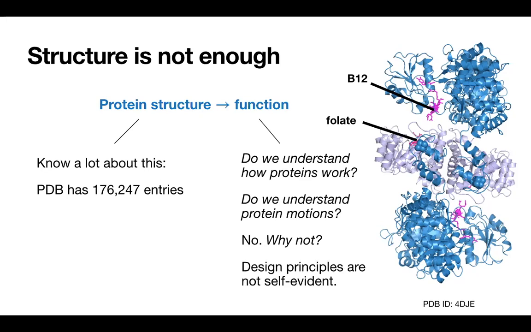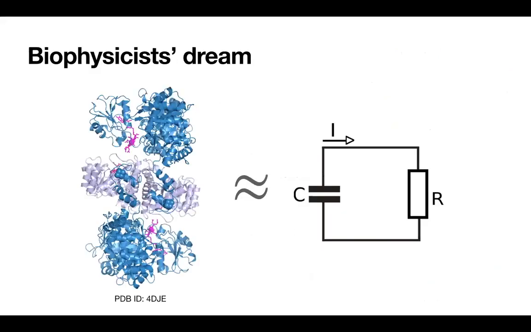Why not? I think it's because, at least today, looking at a protein structure, the design principles for proteins are not really self-evident. I'll make this a little more clear in a different example. As a biophysicist, this is kind of what we hope. We'd hope that a protein structure is like a schematic. A protein being a complicated circuit, once we have the schematic for this complicated circuit, in this analogy, we would understand everything about it. But that turns out not to be true.